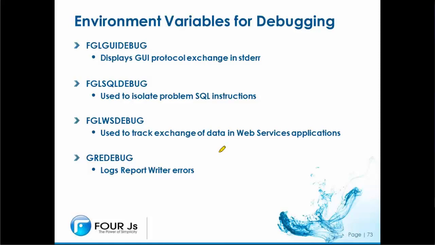Here are some environment variables for debugging. There's an FGLGUIDEBUG environment variable that shows you all the protocol exchange in standard error. There's one for SQLDEBUG that can be very verbose, that displays just about everything that has to do with SQL when you're processing. There's a WSDEBUG environment variable that you can use to track the exchange of data between web services applications. And then there's a special environment variable just for Report Writer to turn on debug logging for Report Writer.